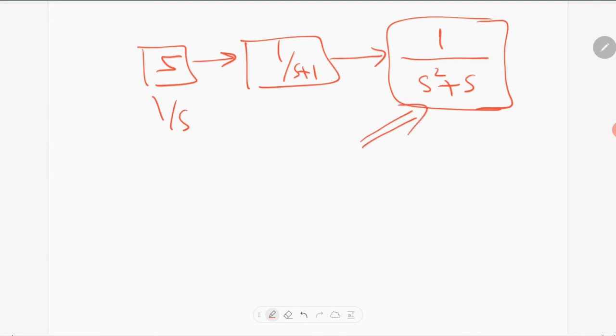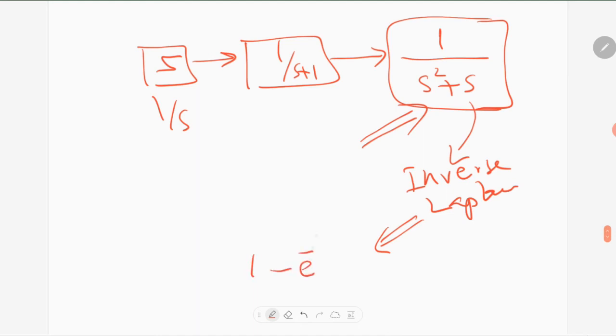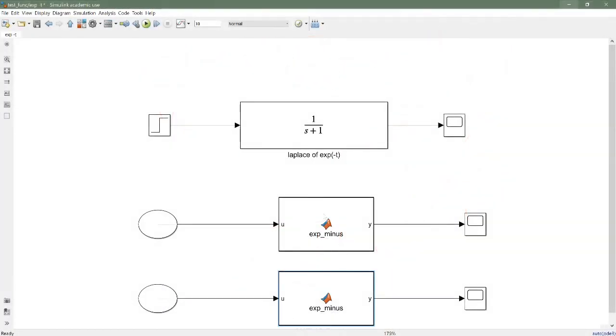Okay, so what happens when you take an inverse Laplace of this thing, you will see that it is equal to 1 minus exponent of minus t, right? So in the time domain, if we simulate this equation, 1 minus exponent of minus t, we can have the same result as we have in this transfer function.